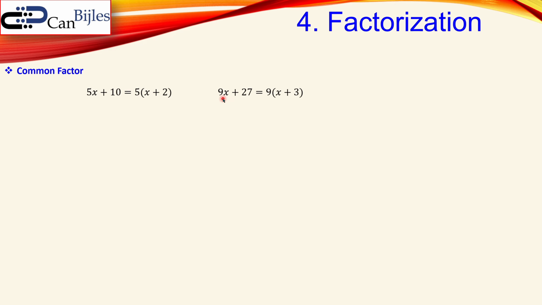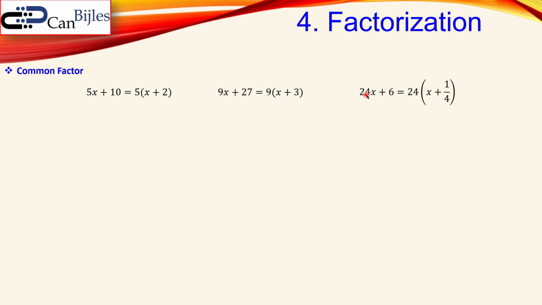Let's see another example. For example, 9x plus 27. We see here the 9. But in 27 you also have 9, which is 3 times 9. So you can say, let's put the 9 out, and then in parentheses x plus 3. You can also have it like this. This is a little bit more complicated.